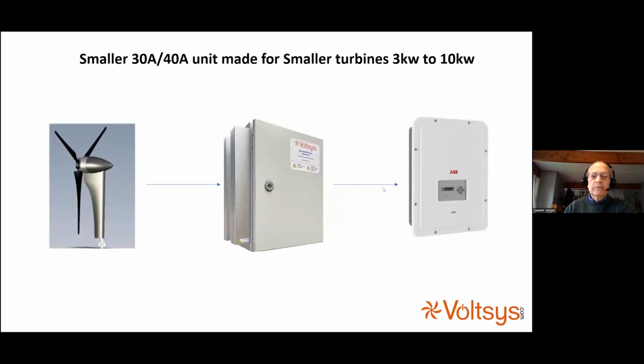We also produced a smaller unit, which includes a rectifier for the 3 kilowatt to 10 kilowatt sort of size of turbines, working into the new FEMA model of inverter, the Uno DM for the single phase and Trio for 3-phase.